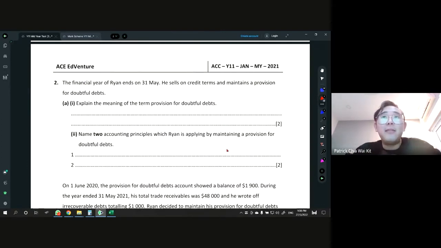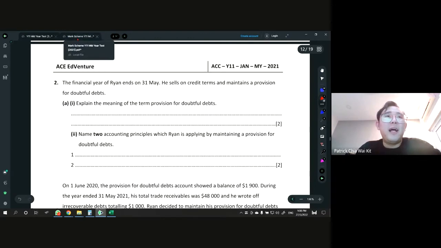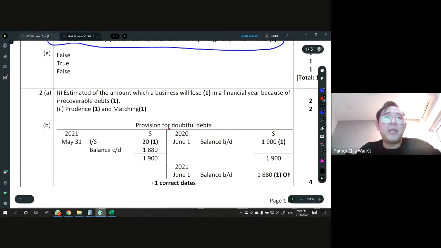We have Ryan, and then we have something about provision for doubtful debt. As for provision for doubtful debt, all this theory part, I guess I will just show the marking scheme. That will be much faster. Technically, the keyword here, what is PFDD? Make sure you have the word estimated. This is the estimated amount lost.